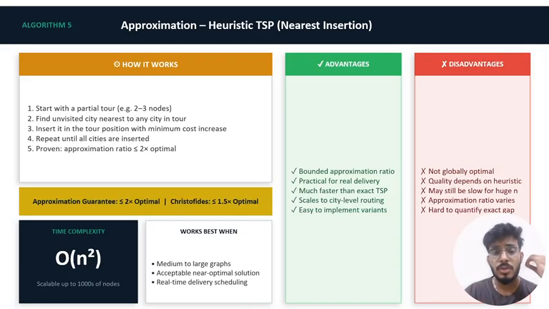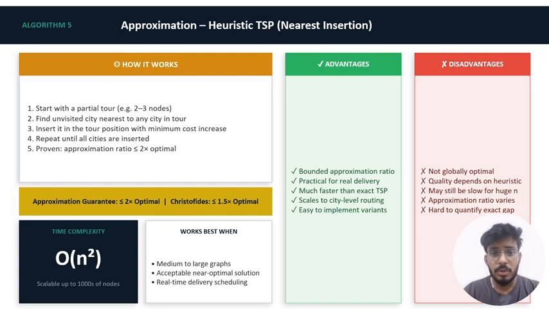For larger zones, we use nearest insertion, an approximation algorithm that's proven to give routes within 2x the optimal. It runs at O(n^2) and scales to thousands of nodes, making it practical for real-time delivery scheduling, where a near optimal answer is perfectly acceptable.